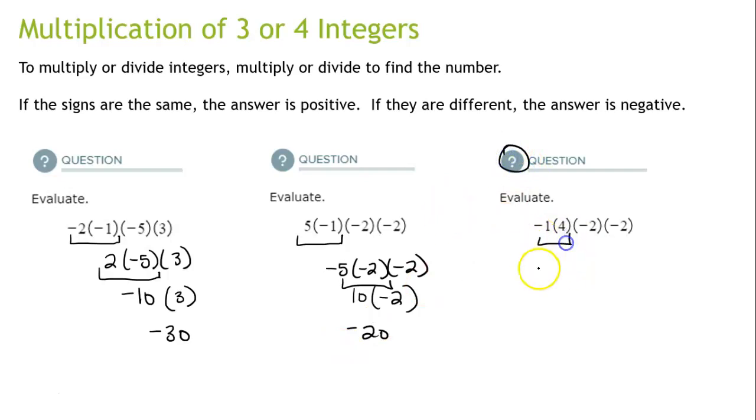-1 times 4 should have become -4. You should have brought down the two -2's that you haven't used. -4 times -2 is +8 because the signs are the same. We bring down the -2 we haven't used. The signs are different, so when we multiply, it becomes -16.